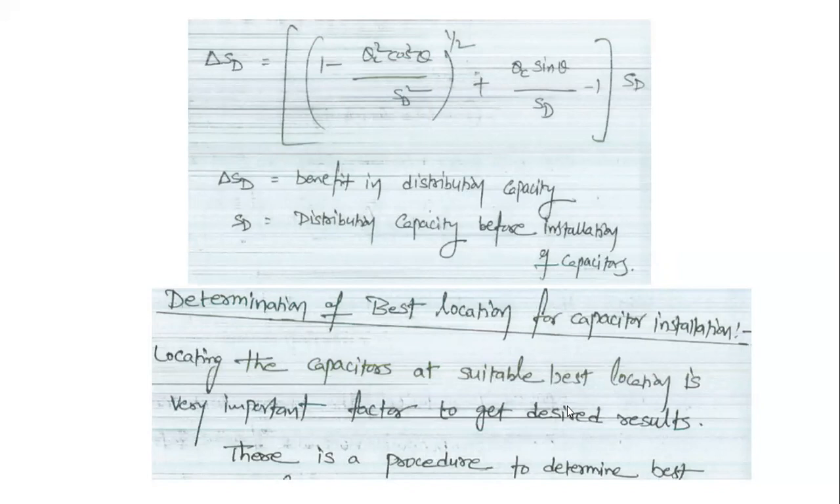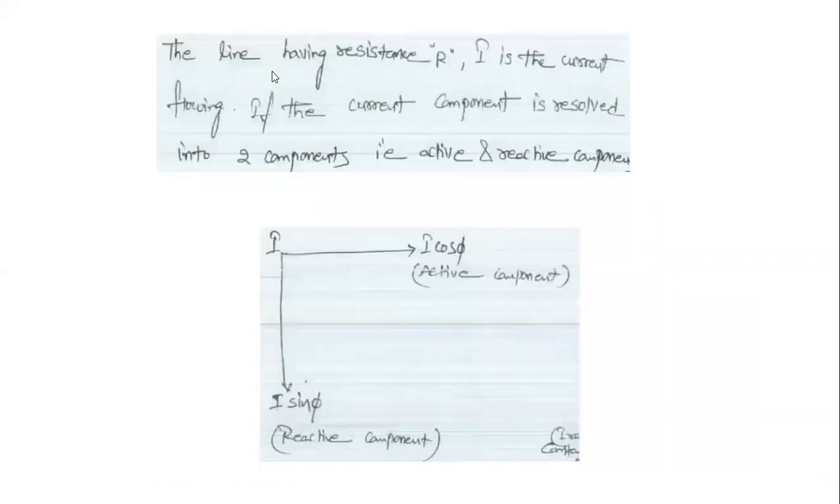To get the perfect results, we are selecting the perfect location for the installation of the capacitors. There is a procedure to determine the best location. Consider a line having a resistance R, and I is the current flowing through this line.